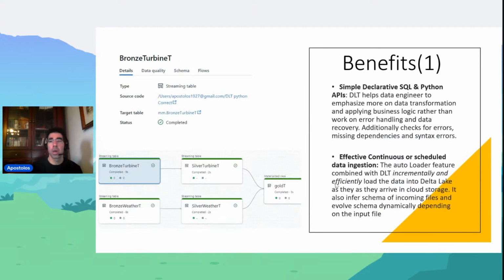Now, to the main point, what are the benefits of using Delta Live tables? Delta Live tables is a simple declarative SQL and Python framework. It helps data engineers to emphasize more on data transformations and applying business logic rather than working on error handling and data recovery. We have effective, continuous, and scheduled data ingestion. As we mentioned, we can combine Delta Live tables with the autoloader feature, so we can incrementally and efficiently load the data into the Delta Lake. We can also infer the schema since we are using the autoloader feature, and it supports schema evolution.